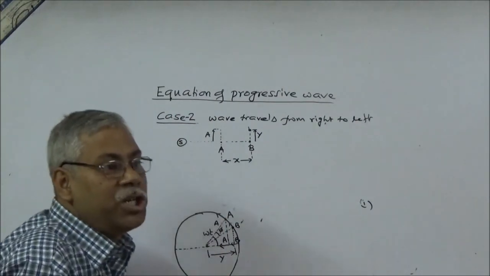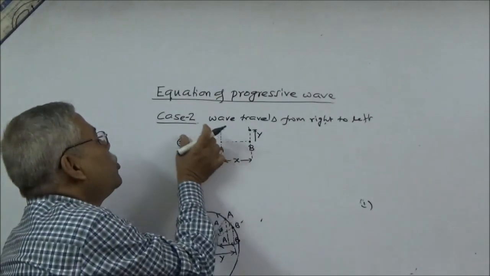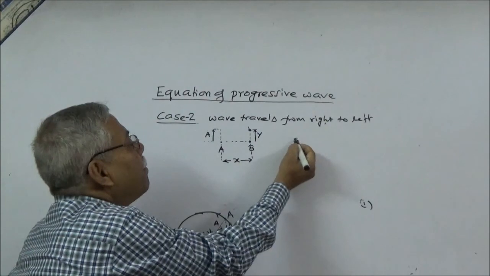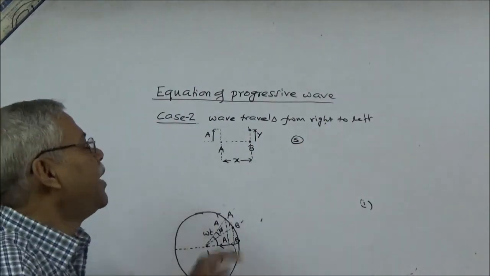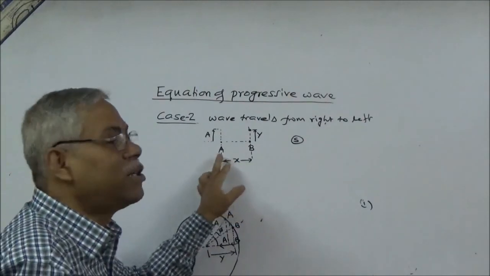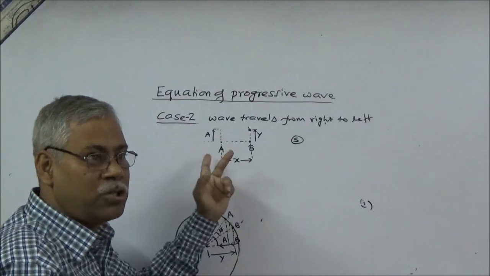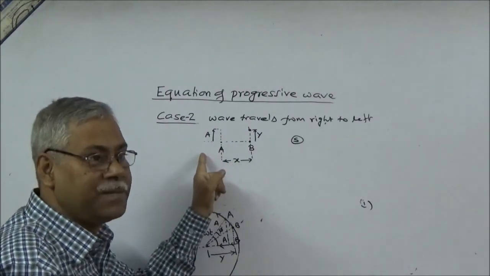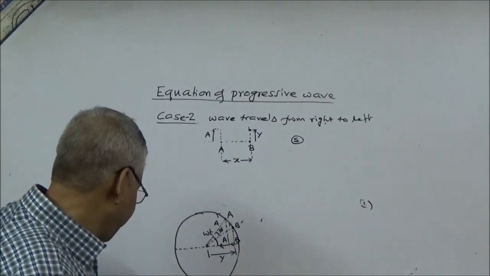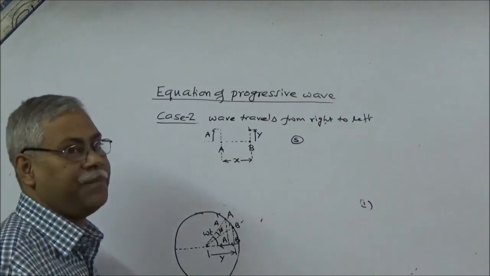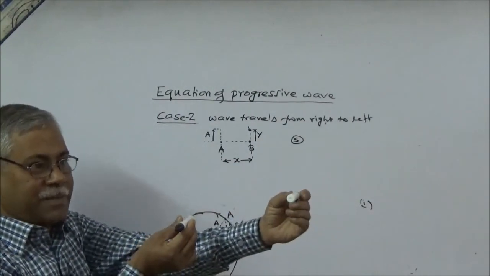So what will be the change in drawing? Only the source will shift. Source will shift from left to right. There will not be change. Will you change the two particles? Will you write this as A, this B? No. That will not do. Because the difference is only in the position of the source. These are the particles of the medium.